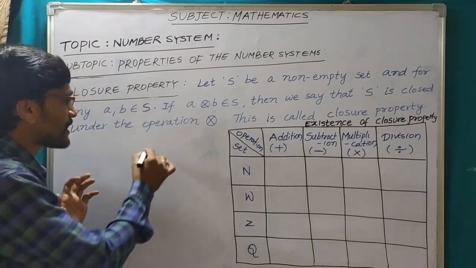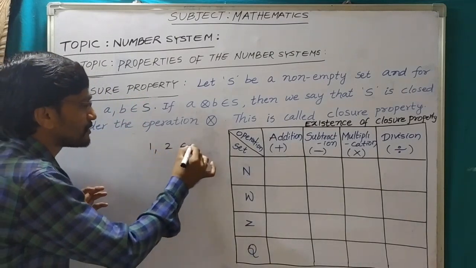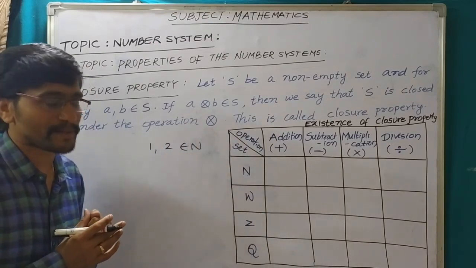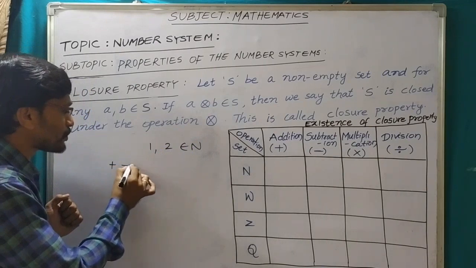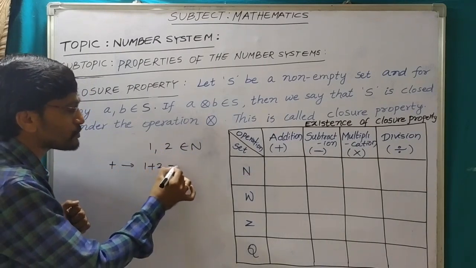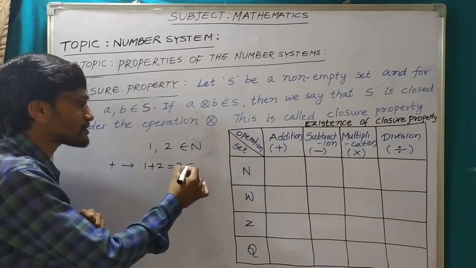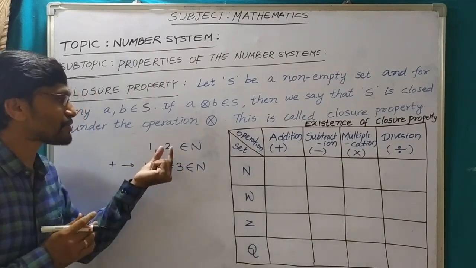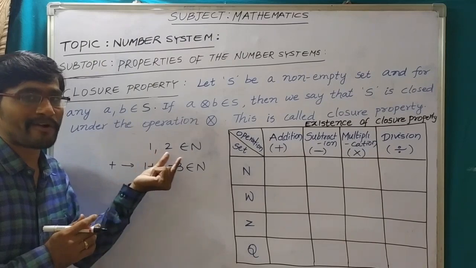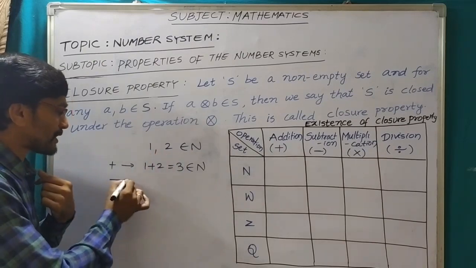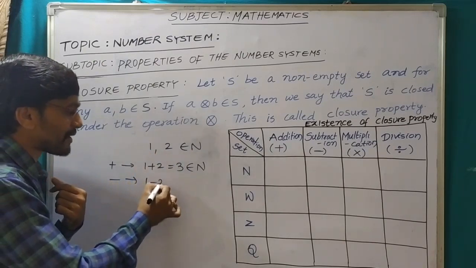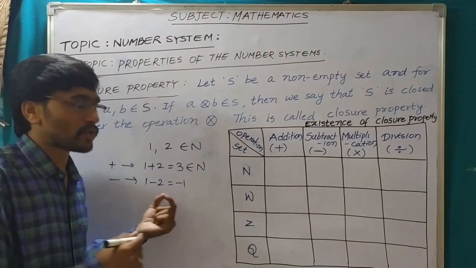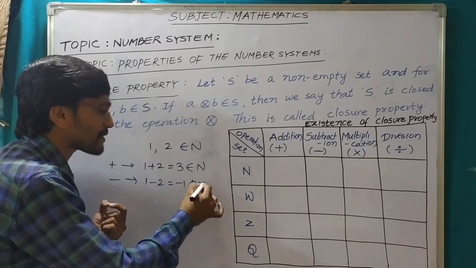Let us see here. Children, I consider two natural numbers in the set of natural numbers. Now I want to add those two natural numbers. So 1 plus 2 is equal to how much? 3. 3 is also a natural number or not? Yes, 3 is also a natural number. Now I want to subtract 2 from 1. So 1 minus 2 gives how much? Minus 1. Is minus 1 a natural number? No, minus 1 is not a natural number, right?